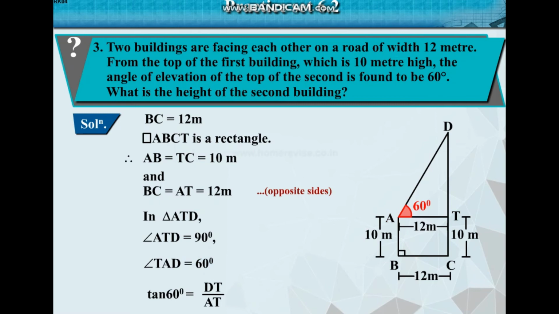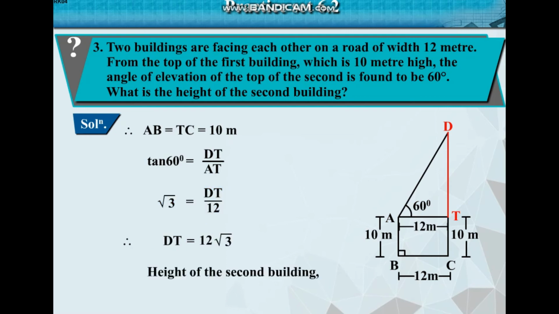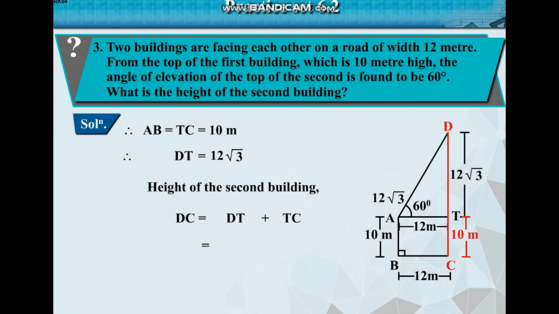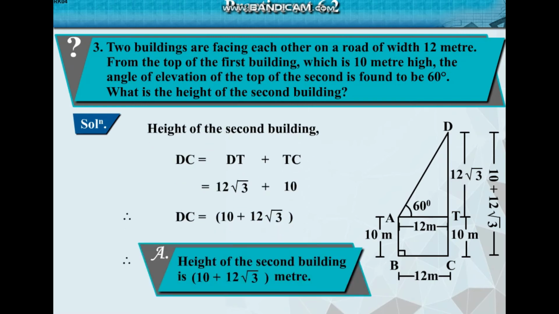Tan 60 degrees is equal to DT upon AT. Root 3 is equal to DT upon 12. Therefore, DT is equal to 12 root 3. Height of the second building, DC is equal to DT plus TC is equal to 12 root 3 plus 10. Therefore, DC is equal to 10 plus 12 root 3. Therefore, height of the second building is 10 plus 12 root 3 meters.